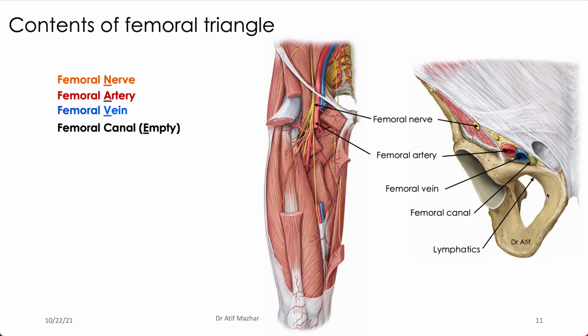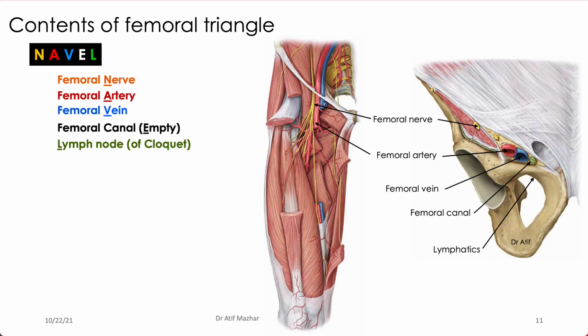Guys, sorry, this arrow has moved a little bit, but this arrow is indicating this place. And there is a lymph node, and the name of this lymph node is Cloquet. If you know this name, it's okay. If you forget this name, it's fine. Nobody bothers with this. But you only need to know that the femoral canal has a lymph node.